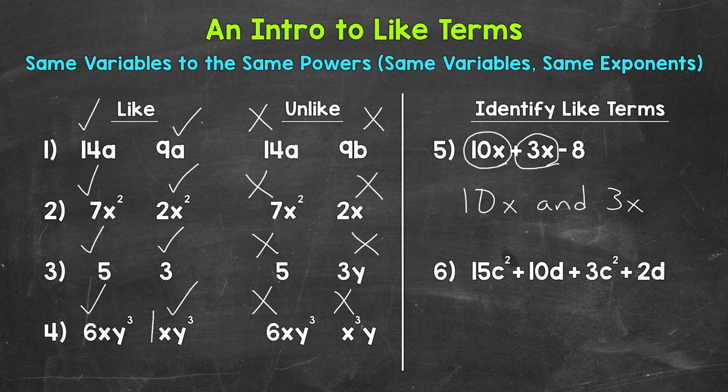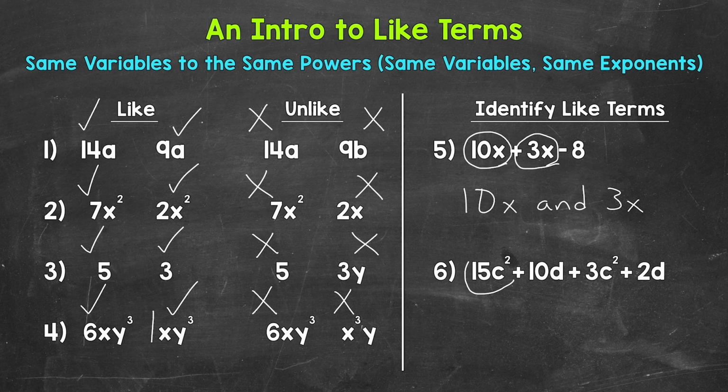Lastly, let's move on to number 6, where we have 15c squared plus 10d plus 3c squared plus 2d. So do we have any like terms within this algebraic expression? Yes, let's start with 15c squared. So we have the variable of c and then an exponent of 2. 3c squared has the same variable, c, to the same power of 2.